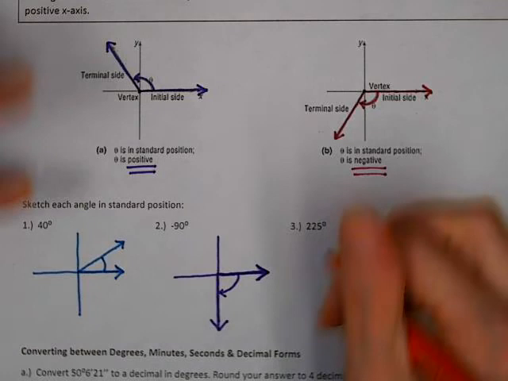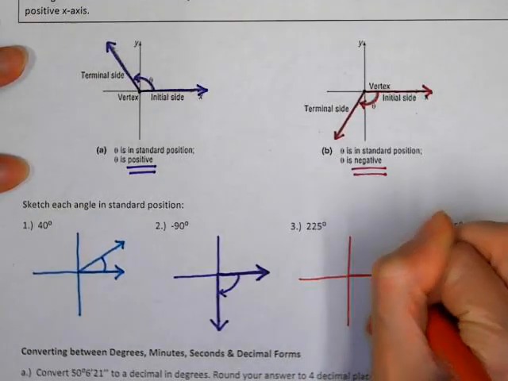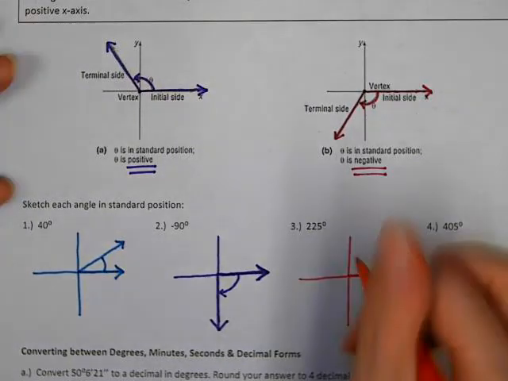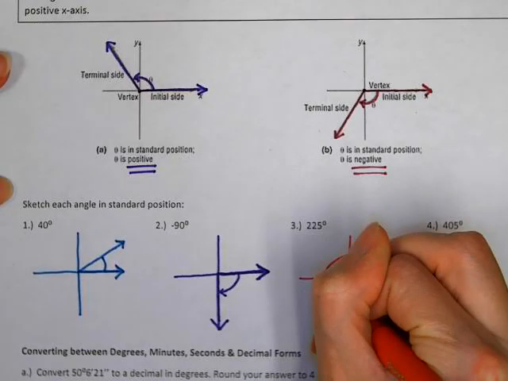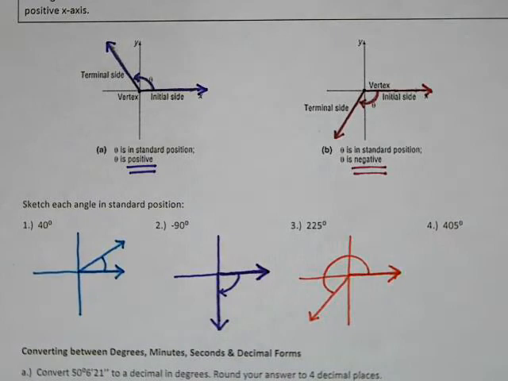225 degrees. Let's see. Again, always start with your initial ray on the positive x-axis. 225 is 180 plus an extra 45. So that would be angle 225.